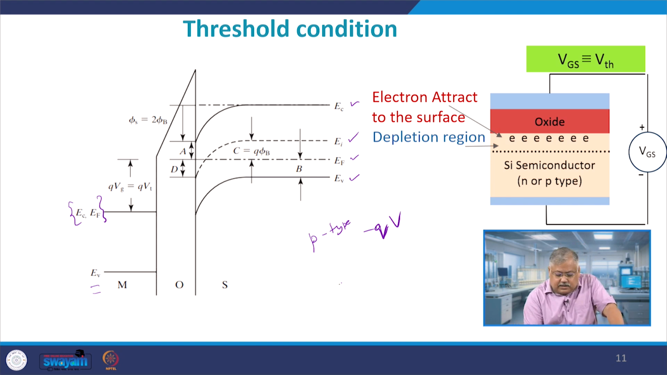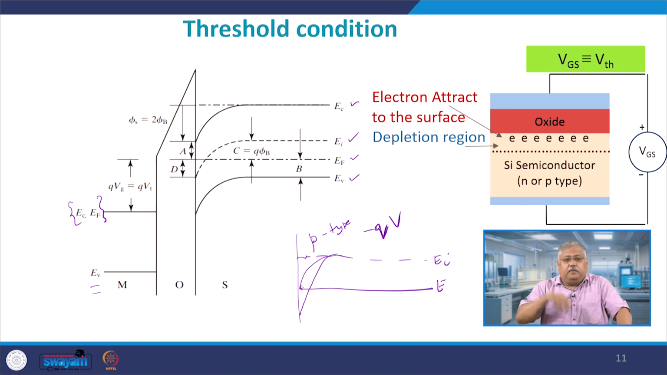So, suppose this is my EF, right. In flat band, EI was something like this. You applied a potential, bending takes place, and the bending becomes exactly at the edge, this is the edge of the depletion region which you will find out. You still go on increasing it, you will get something like this. So, it goes below EF, which means that if initially it was P type, now it becomes slightly N type.